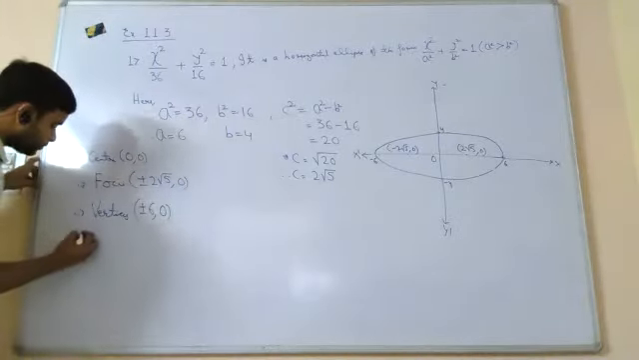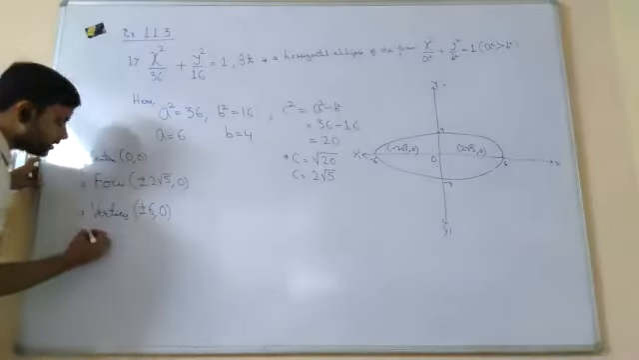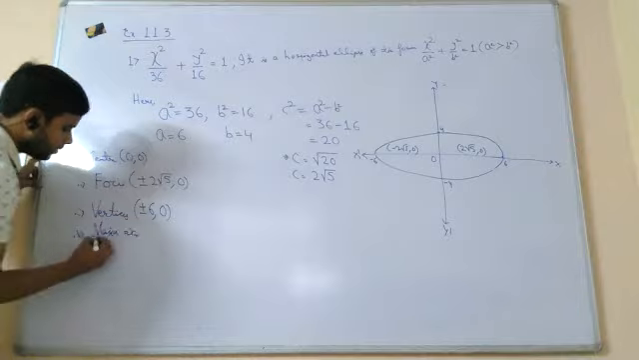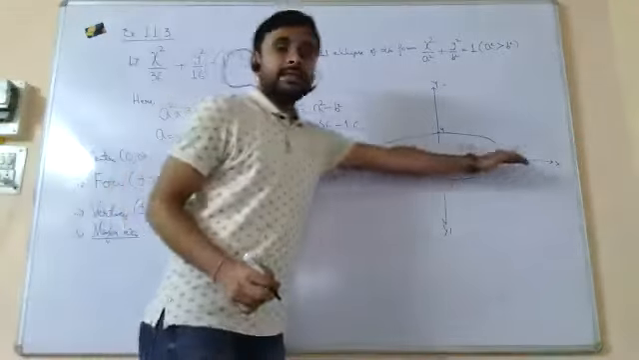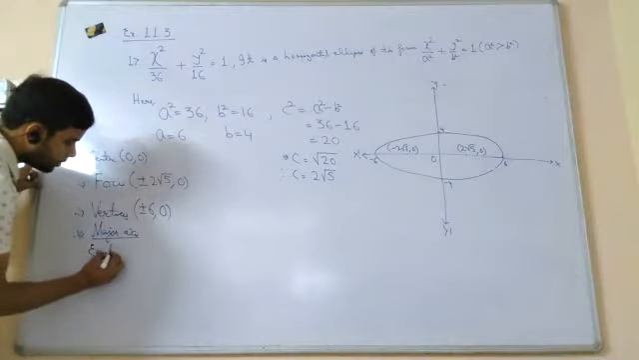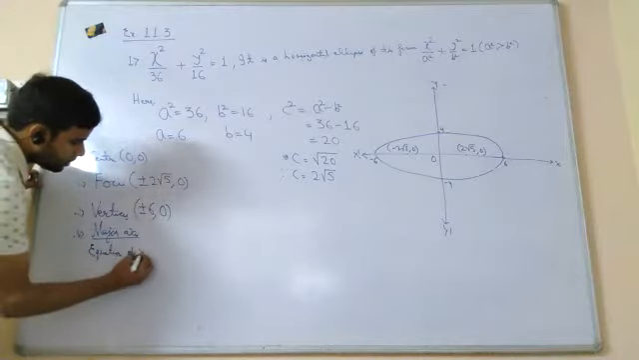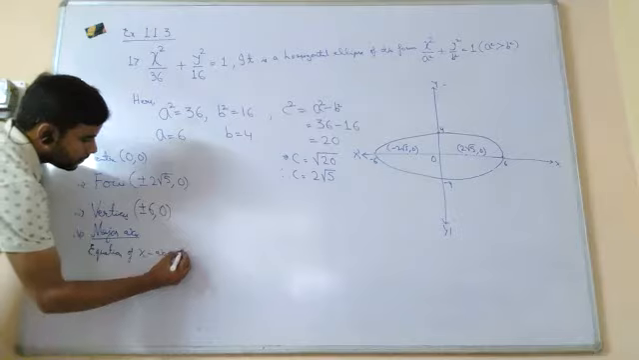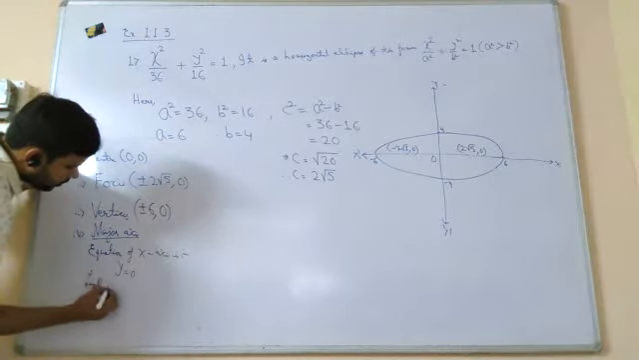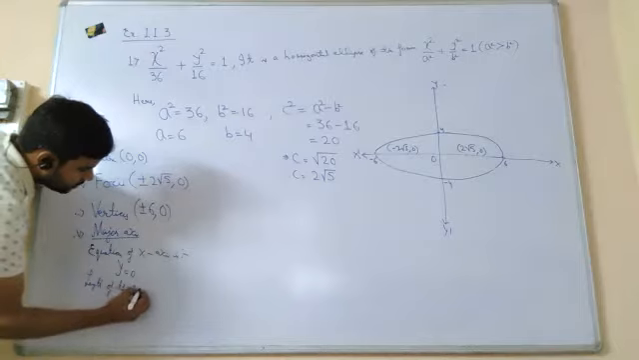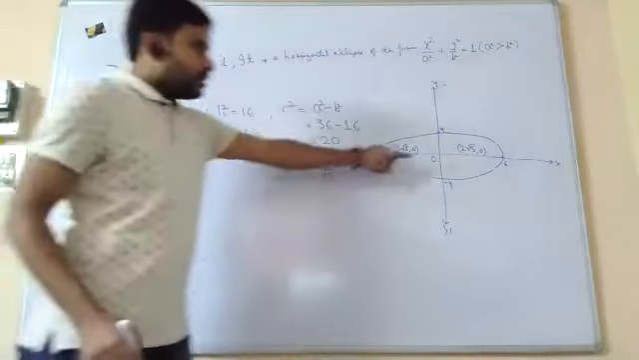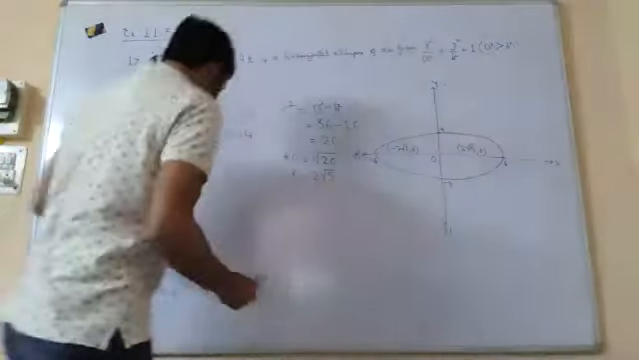Next, number 4. इस ellipse में major axis कौन सा axis है? Major axis is the x-axis, okay? And what is the equation of x-axis? It is y equal to 0. What is the length of the major axis? 2a. You know that 2a, that is, 2 6 is 12. It is 12 unit.